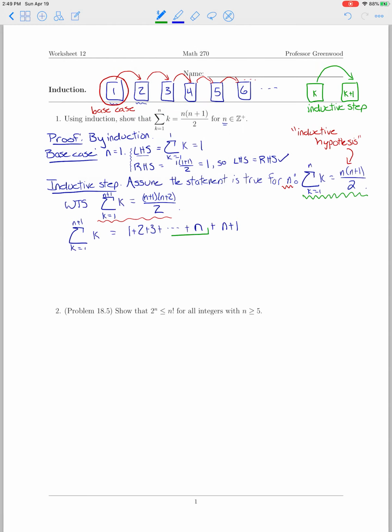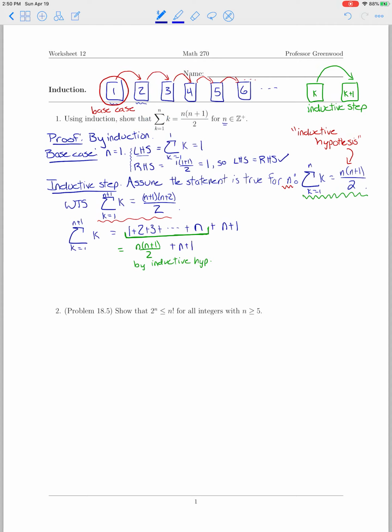All right, and now our inductive hypothesis told us exactly what this part of the sum should be. And so this is equal to n times n plus 1 over 2 by the inductive hypothesis. And then I still have that plus n plus 1 left over at the end.